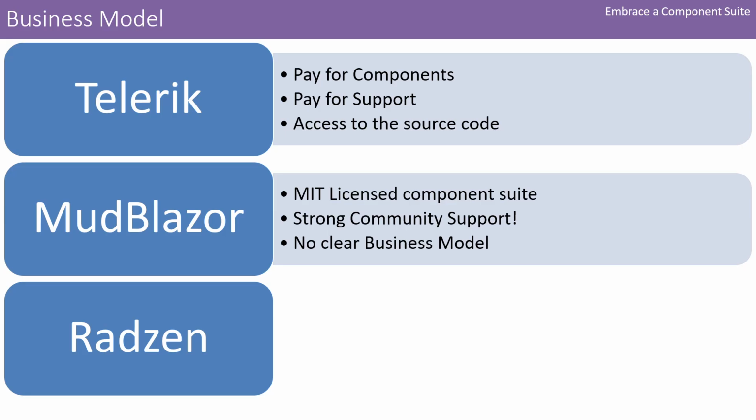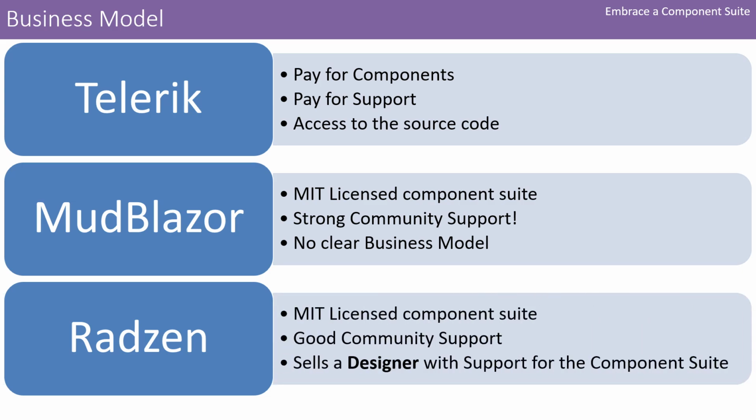Blazor, as mentioned, has an MIT license, very strong community support, but really no clear business model. It's not clear who to call or if you can even pay for support somehow. So you have to recognize that with a component suite like that. And then we have Radzen. Yes, they have an MIT license and pretty good community support as well. They sell this designer, which comes with support in general for the component suite.